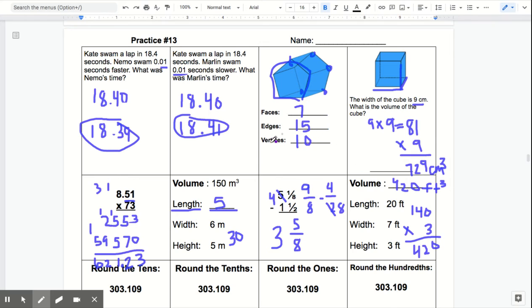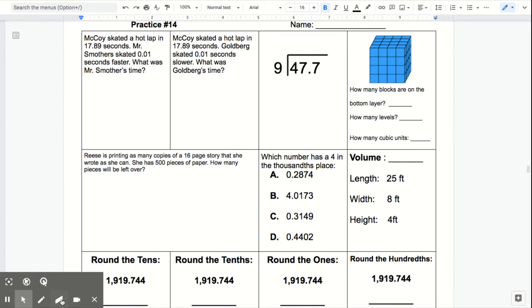All right, so that's the top. I'm going to shift down. I'm going to give you guys a second to make sure your answers are all good. I'm going to let you guys do the rounding on your own. I'm going to switch to practice number 13. All right, practice number 14.